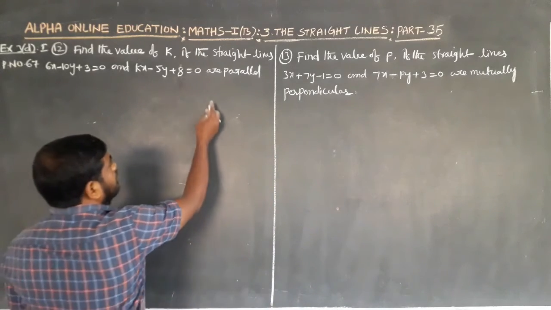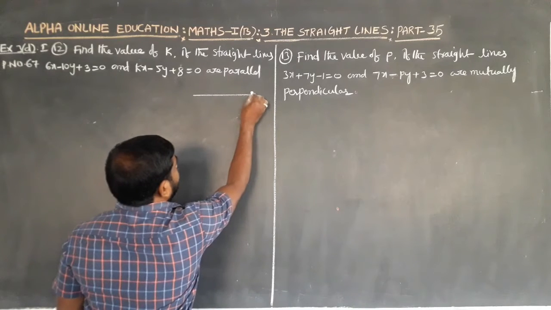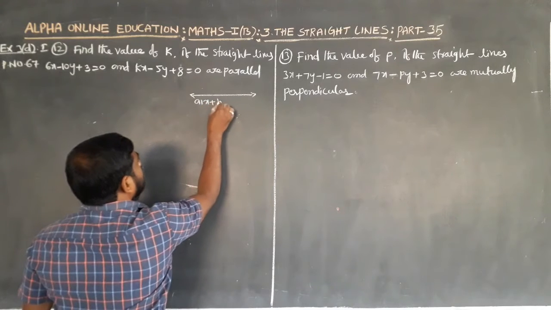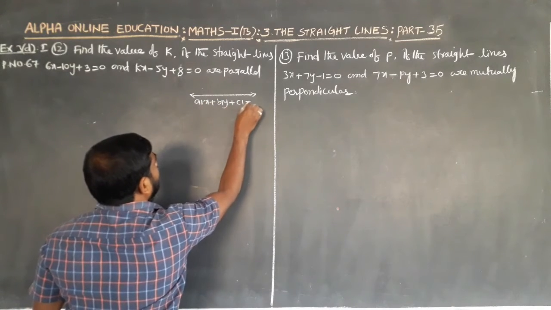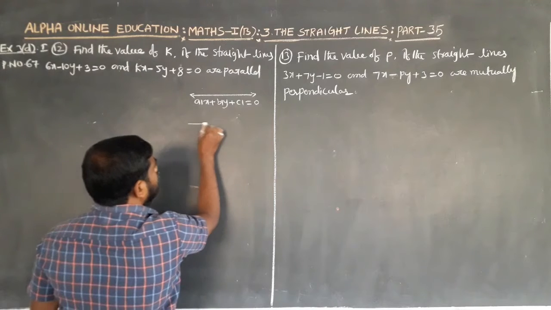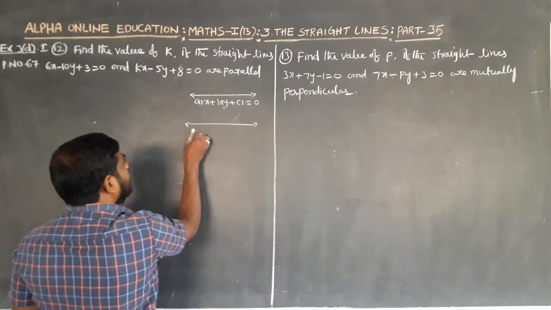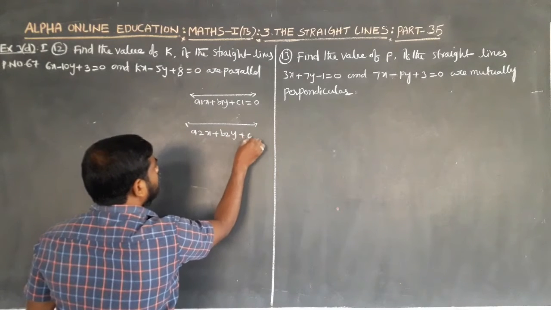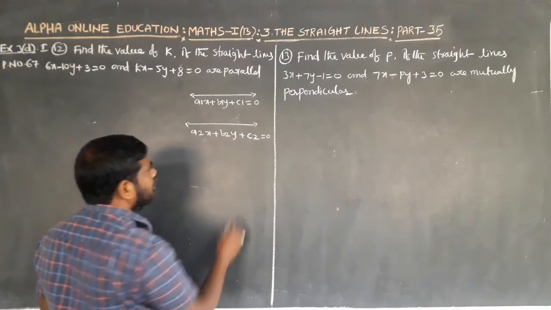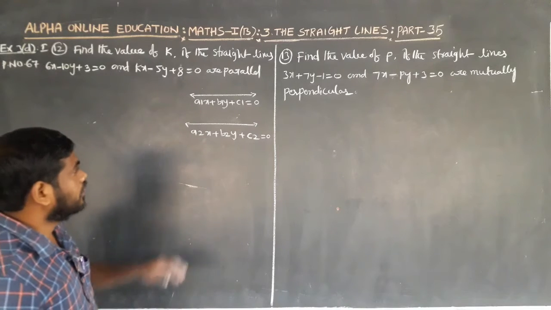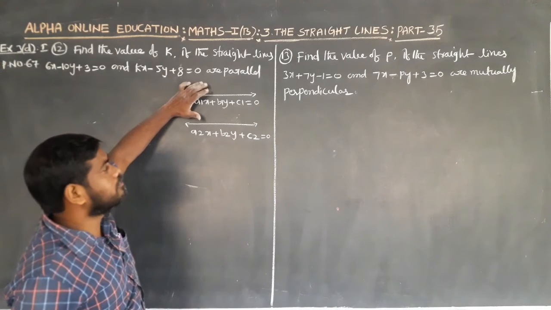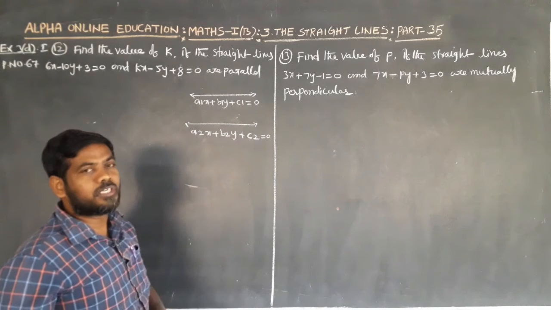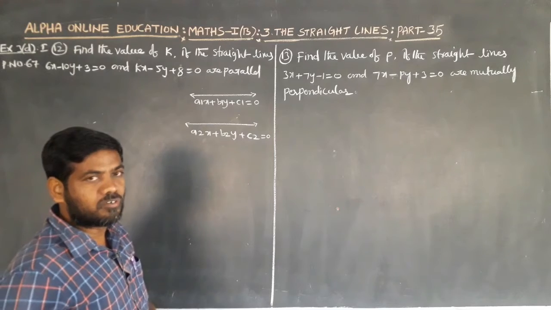First of all, this is the first line, a1x plus b1y plus c1 is equal to 0. This is the second line, a2x plus b2y plus c2 is equal to 0.